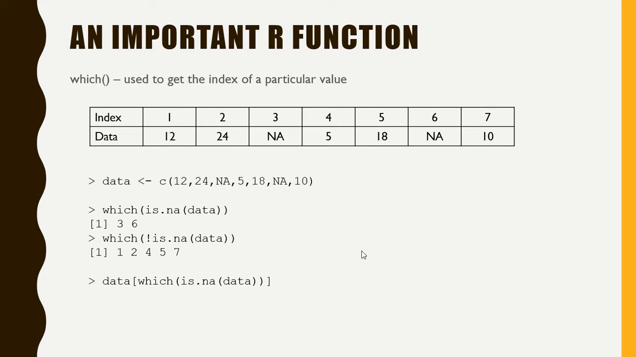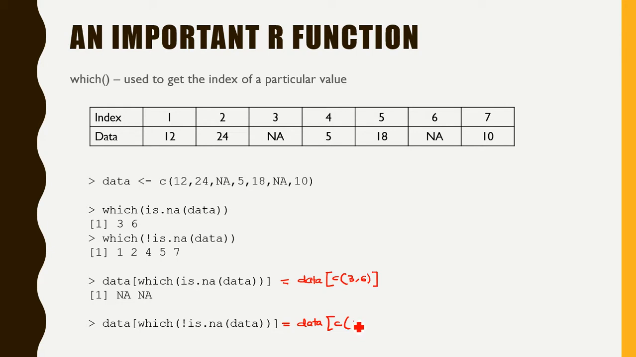Now, what do you think if I write data subset by which(is.na(data))? This is equivalent to writing data subset by the output that we got, 3 and 6. So we want the third element and the sixth element of the data set, and so this will give us these two NA values. Similarly, if I write data[which(!is.na(data))], this is equivalent to writing data[c(1, 2, 4, 5, 7)], and so it will return 12, 24, 5, 18, and 7, because we demanded the indices 1, 2, 4, 5, and 7.